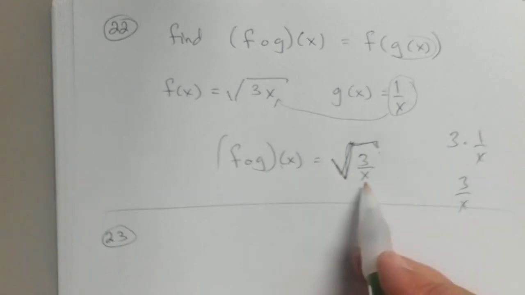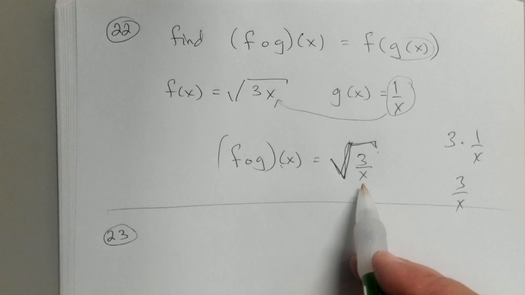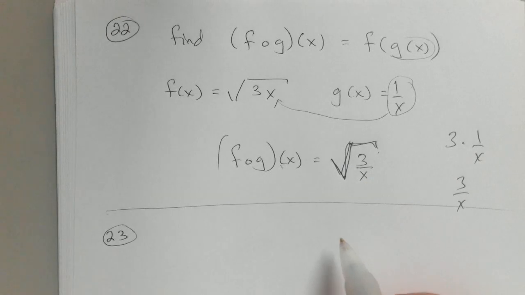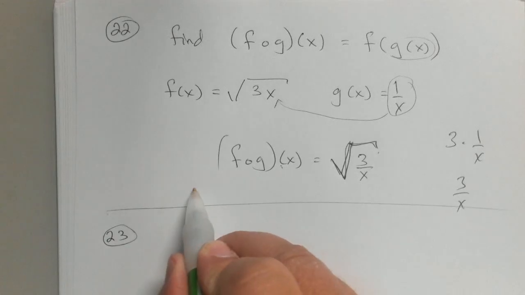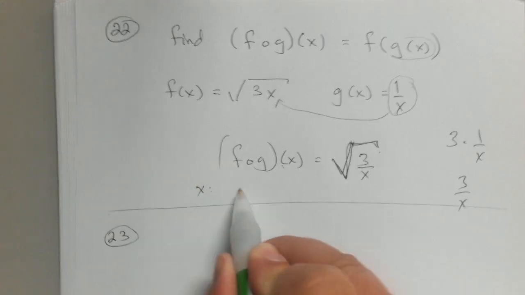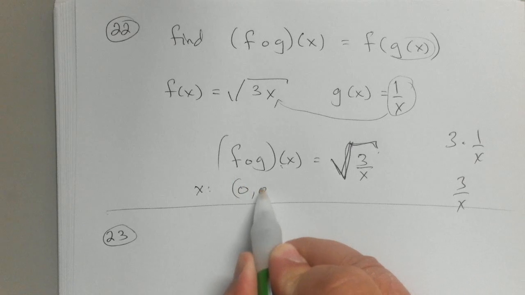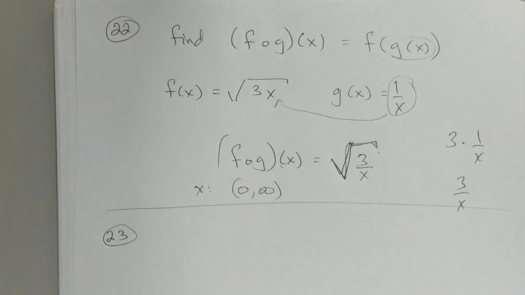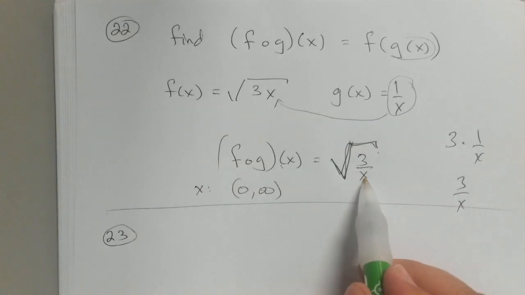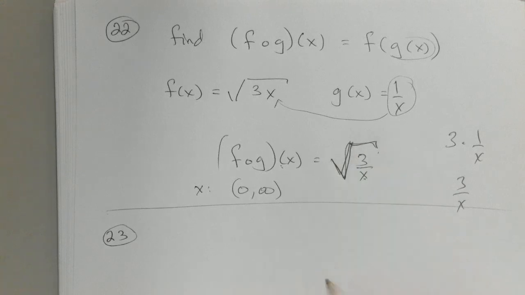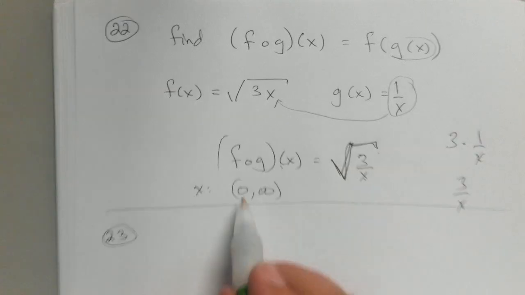What's the domain of this function? Because you cannot have a negative inside here. You can't have a negative in a radical. It can't be 0, so it's only positive numbers.